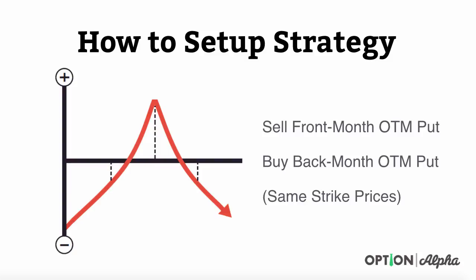The next thing that you're going to do is you're going to buy a back month option, so the next monthly contract out, and you're going to buy an out of the money put at the exact same strike price. So we're really trying to hyper focus here on the differential between the contract months, not so much the difference between the strike prices. You got to trade these at the exact same strike price.